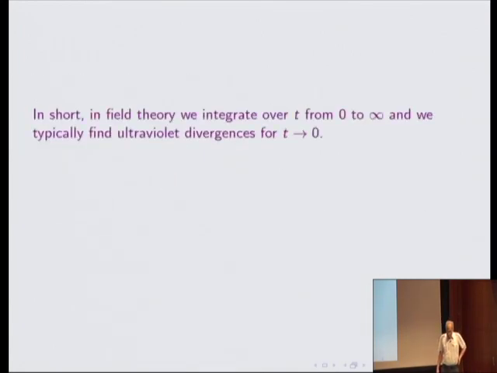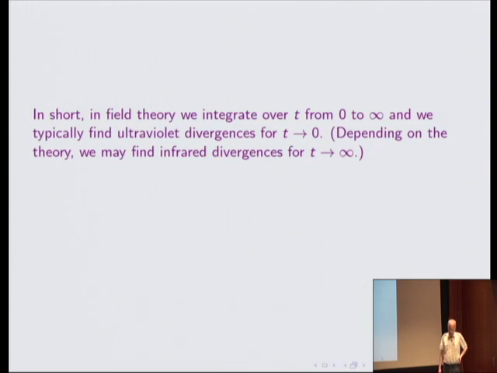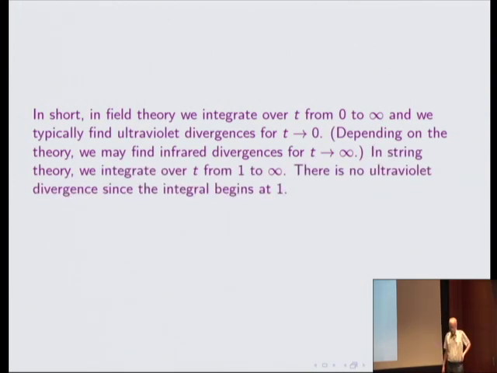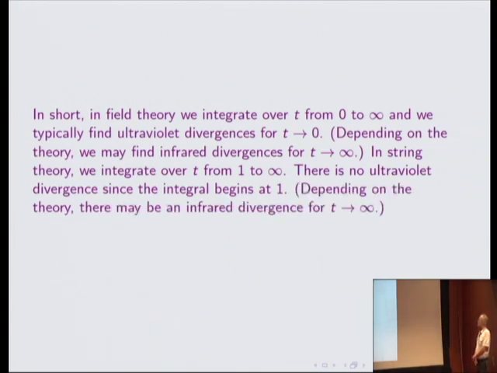So to summarize, in field theory, we integrate over t from 0 to infinity, and we typically find ultraviolet divergences for t going to 0. We might also find infrared divergences for t going to infinity, depending on the theory. In string theory, we integrate over t from 1 to infinity. There is no ultraviolet divergence because the integral begins at 1. Depending on the theory, there may be an infrared divergence for t going to infinity. That's why there aren't any ultraviolet divergences in string theory.